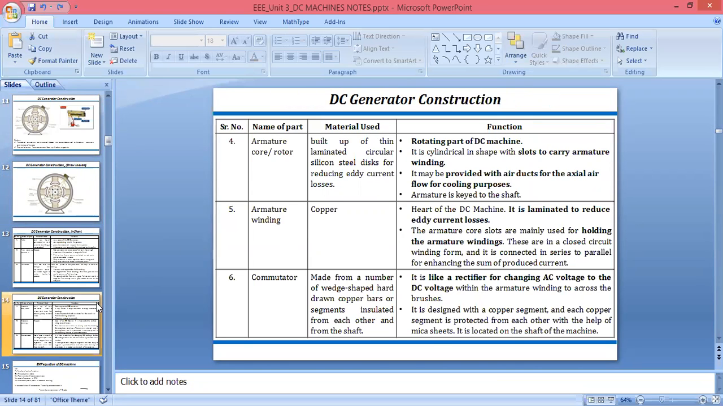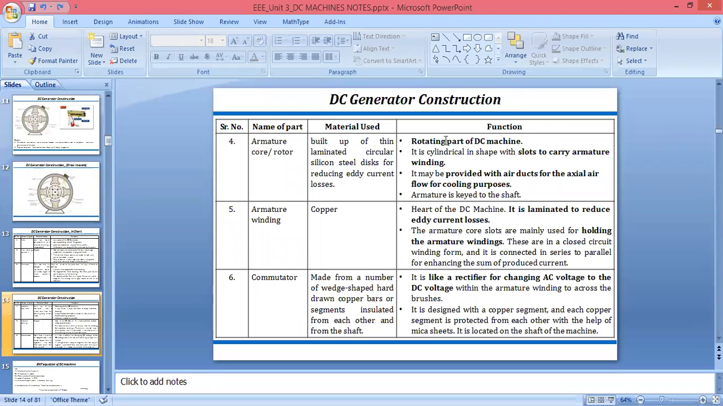Now we will see about the armature. We can make the armature using circular silicon steel discs, and silicon steel disc is used to reduce the current losses. The armature core is the rotor part of the DC generator. The DC generator and the DC motor, both constructions are the same.